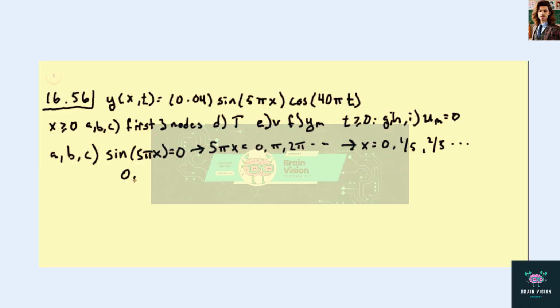So then for the smallest ones, we can just add an m for meters and express them as decimals. And so we have one at 0 meters, one at 0.2 meters, and then one at 0.4 meters. And every 0.2 meters after that we'll have another node, but we only care about the ones with the 3 smallest x values.